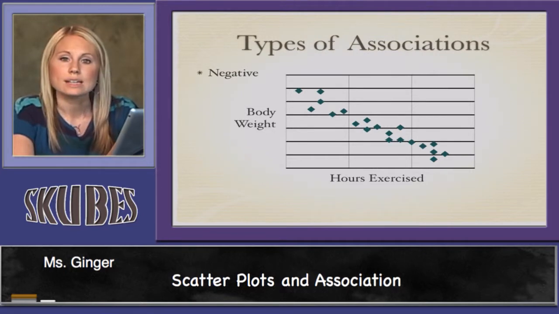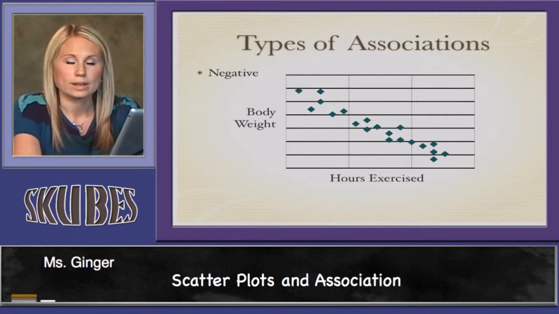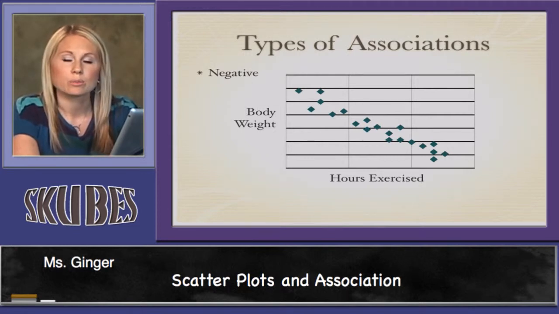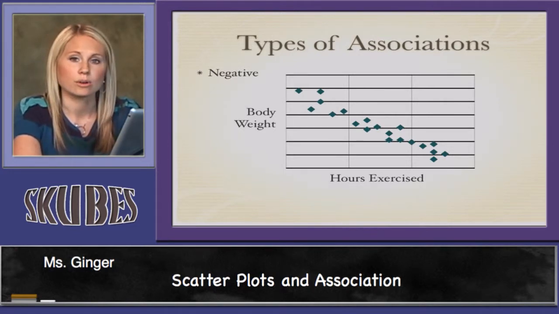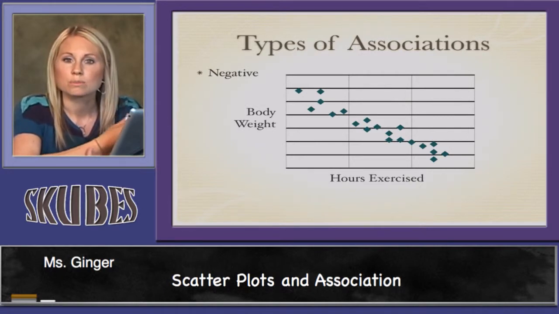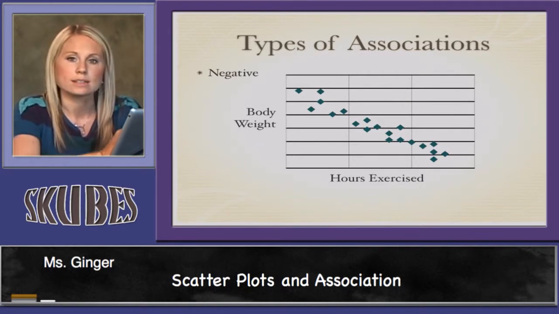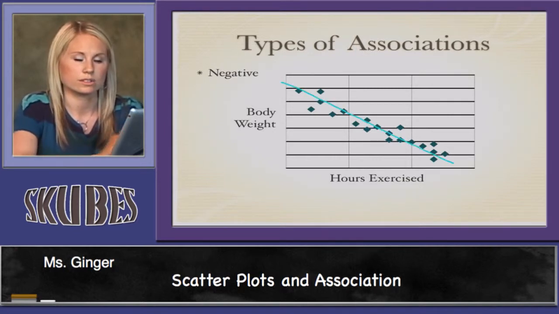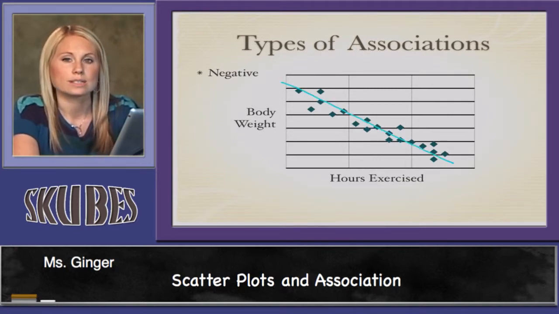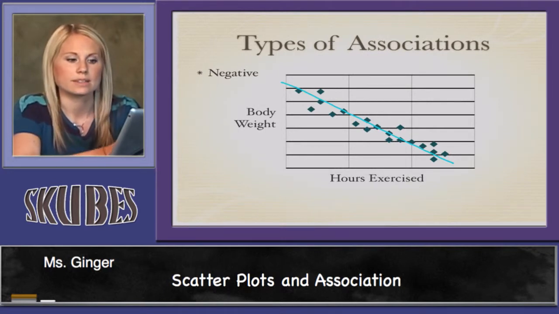You might also see a negative association as you're coming across data. One example of this could be if someone was charting the amount of hours that people were exercising at a gym and then their body weight and relating the two. You might logically assume maybe the more hours that are exercised, the less your body weight becomes. So that is a negative association. When one thing's increasing and the other is decreasing, that's negative.